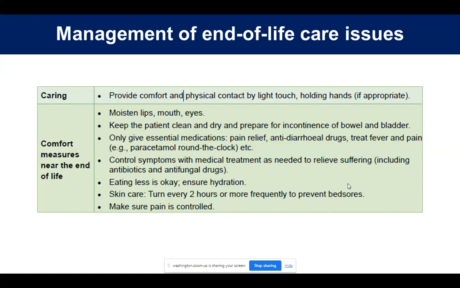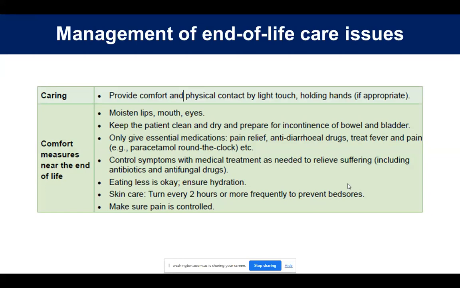If the patient is bedridden, that doesn't mean that he doesn't require bathing. Sponge him daily, moisten his lips, mouth, eyes, keep him clean and dry, and prepare for incontinence of bowel and bladder so that he or she should not be wet. Only give essential medications like for pain relief, antidiarrheal drugs, and to treat fever and pain.